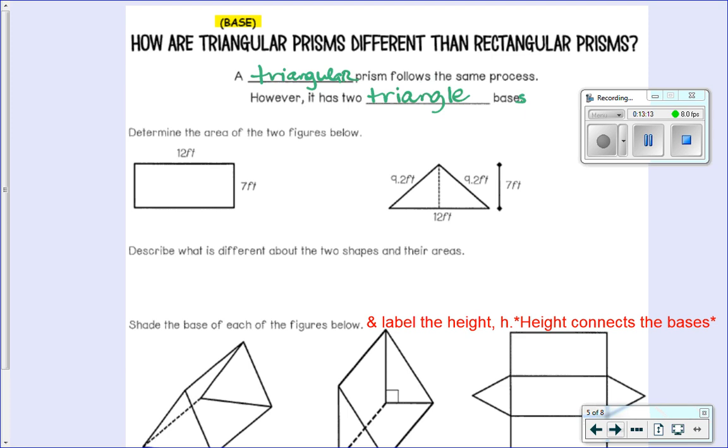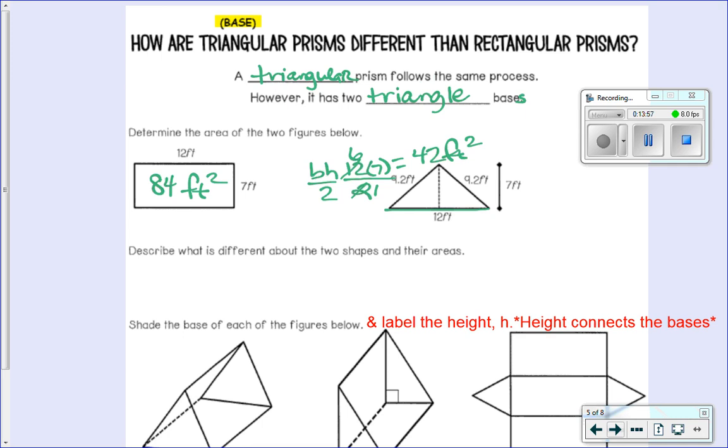All right, so we're going to determine the area of the 2 figures below. What's the area of this rectangle? You got it. 84 what? You got it. All right, what about our triangle? Our base is 12. Our height is what? 7. You got it. You got it. 42 what? Good. Okay. What is different about the 2 shapes and their areas?